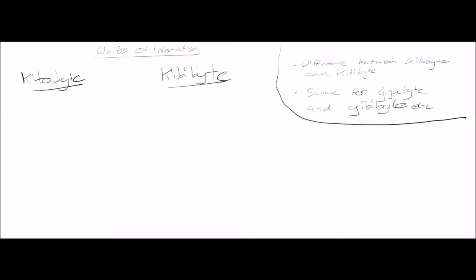Basically what you've got to say is this: a kibibyte is 2 to the 10, so 1024 bytes, and a kilobyte is 10 to the 3, so 1000 bytes.